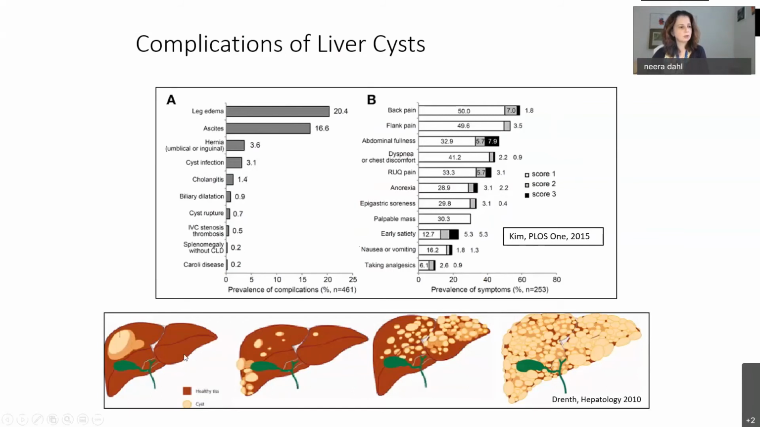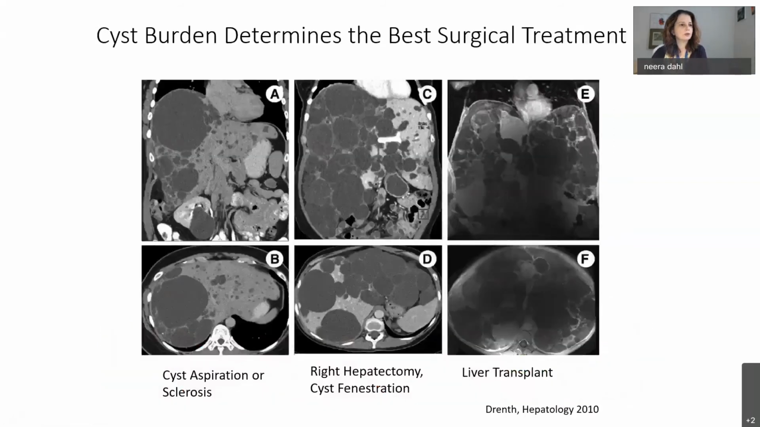And here what I'm showing you is just what some of those different images might look like. So here's someone who has one dominant cyst and another smaller cyst. Here's someone with a grouping of cysts in one lobe of the liver. And then someone with more diffuse disease, and then someone with complete diffuse disease. And really the treatment depends on what the imaging looks like.